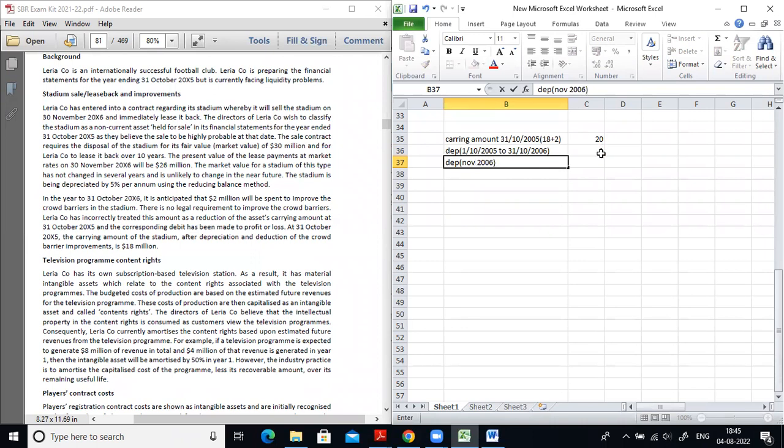So what will be the depreciation for November 2006? Because it is a reducing balance method, it will be 20 minus depreciation 1, into our depreciation rate of 5%, into how many months depreciation we need to compute? 1 divided by 12. Twenty minus 1, that is 19, on that 5%. Is it clear, participants?